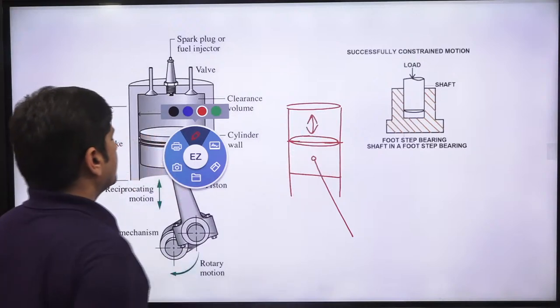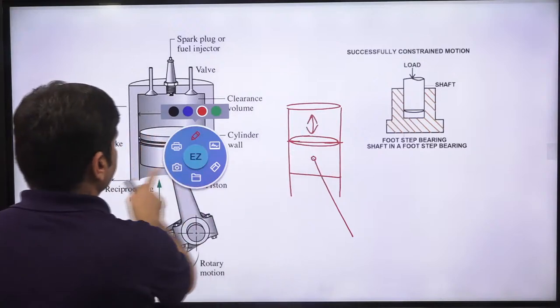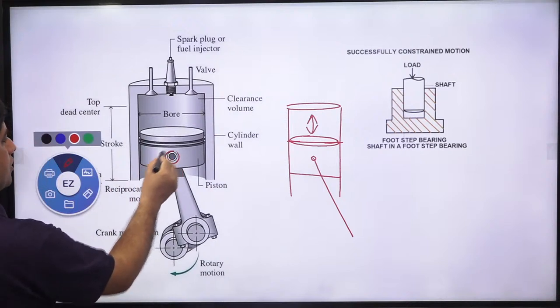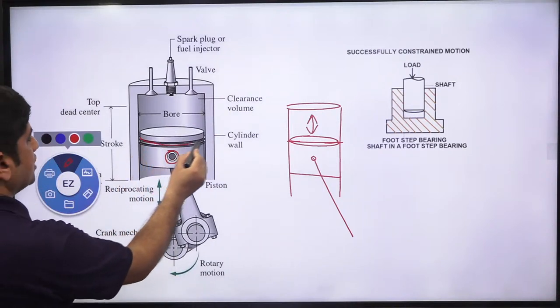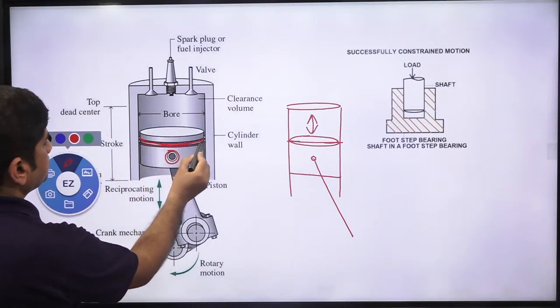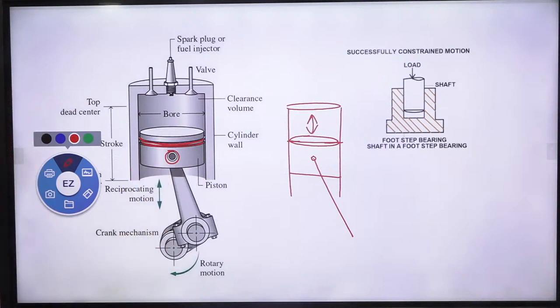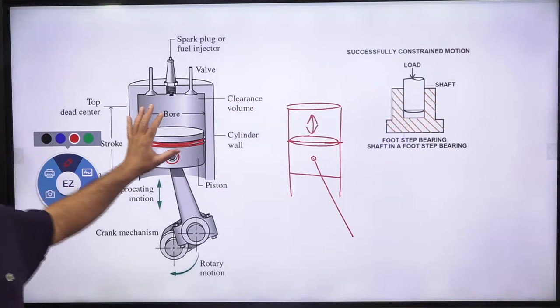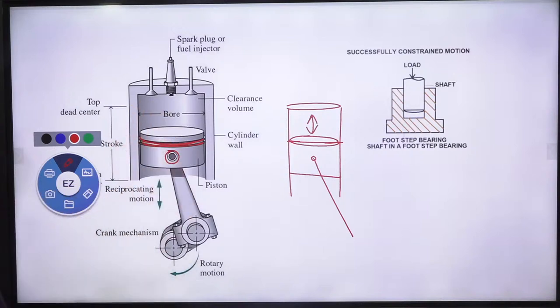Why? Because of this pin, which is called the Gudgeon pin, and maybe because of these piston rings, this is actually successfully constrained motion. So the piston-cylinder mechanism is an example of constrained, successfully constrained motion. It is not incompletely constrained or completely constrained. It is basically the successfully constrained motion.